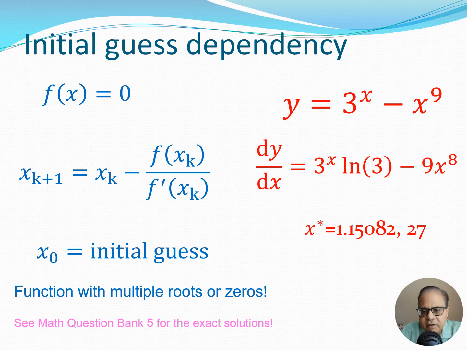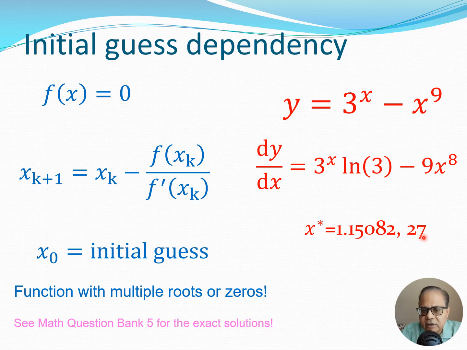Now, one of the things which often happens in nonlinear equations is that you have many solutions. You can have a plethora of solutions, and these solutions are all known as zeros or roots of the nonlinear equation. So f(x) equals 0 may have multiple roots or zeros. In this particular function, we know that there are two roots. One of the roots is at 1.15082 and the second root is actually at 27. I have shown these in the math question bank 5, so you can check out the exact solutions.